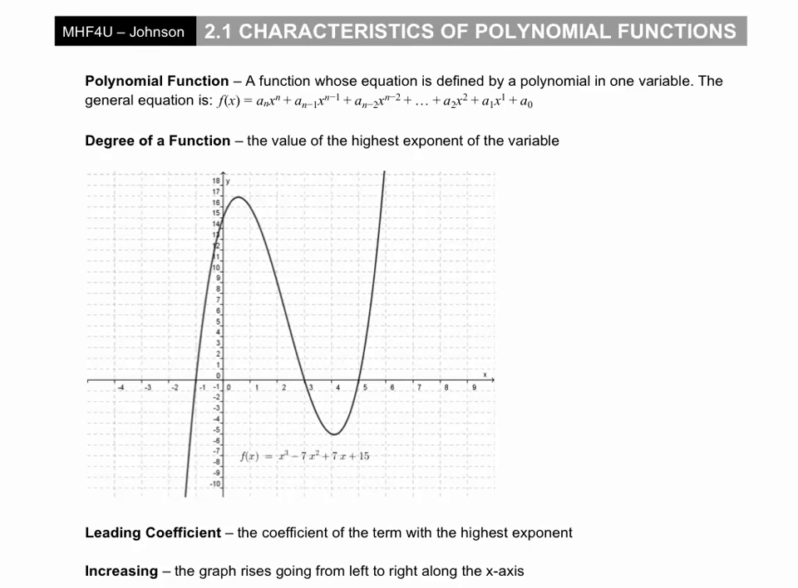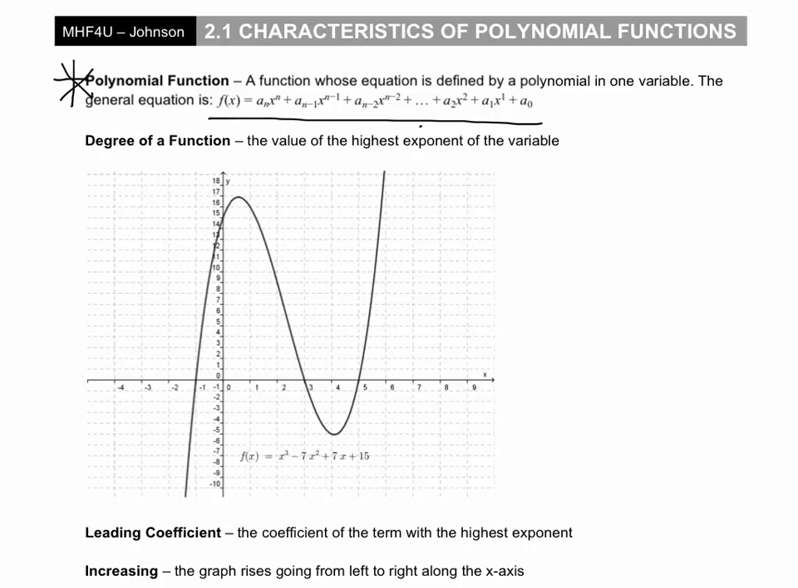In this video, we are going to review some characteristics of polynomial functions. A polynomial function is defined as a function whose equation is defined by a polynomial in one variable. The general equation is given here. The degree of a function is the value of the highest exponent of the variable.